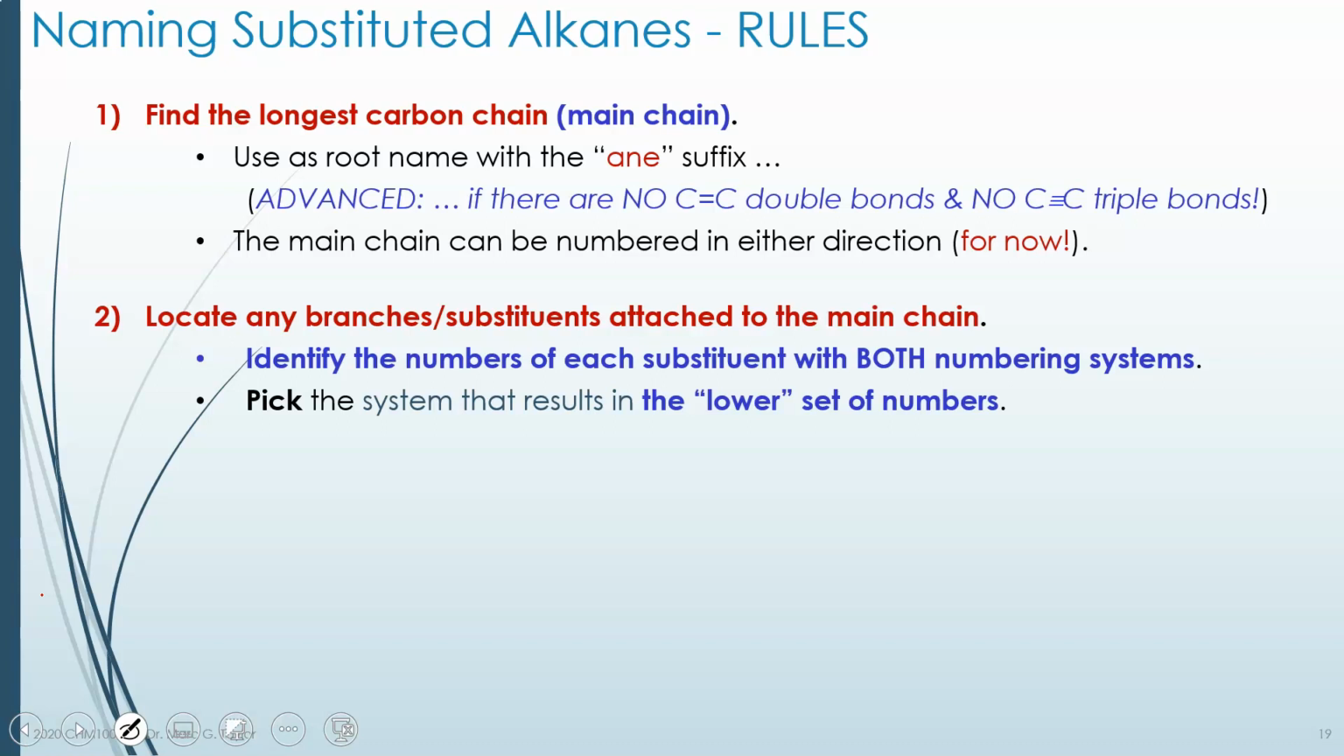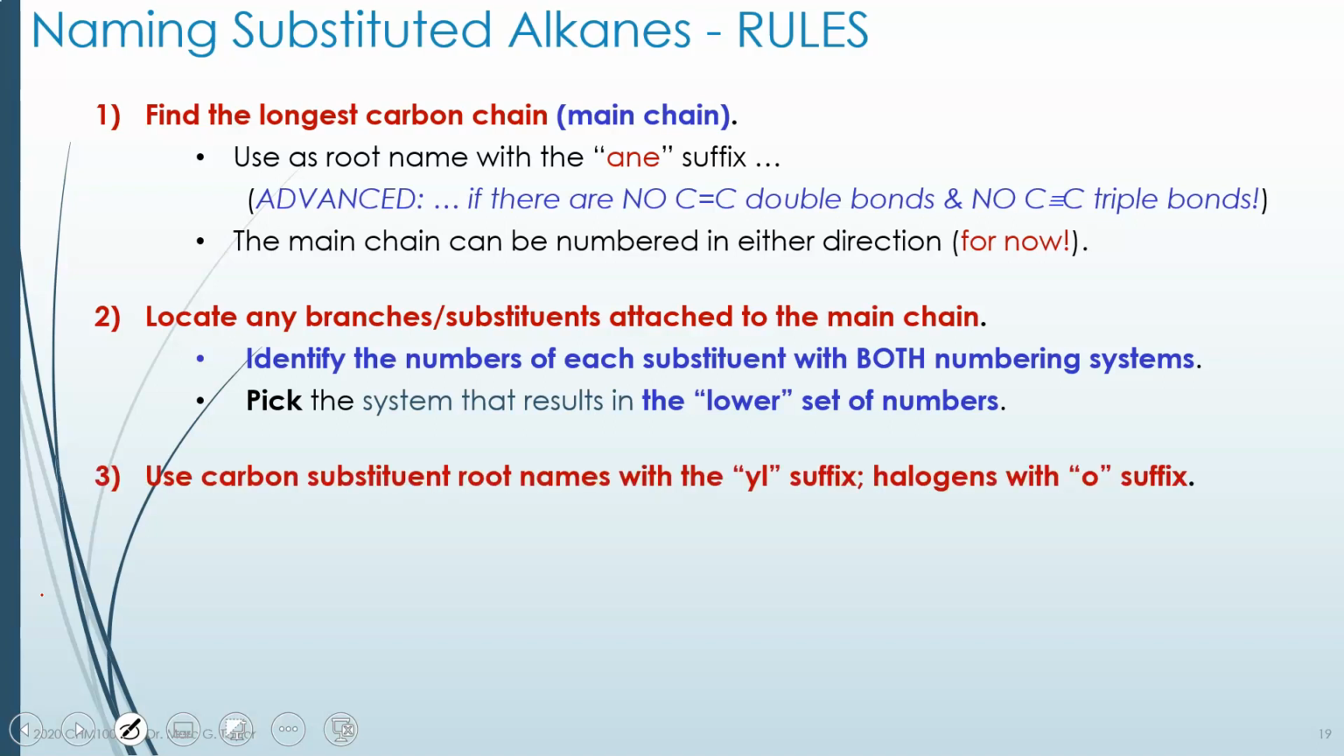So then you pick the set that has the lower set of numbers. Sometimes it's easy, and sometimes it's not so easy to decide that, but there's a really simple rule to figure that out once you know the numbers of where all the substituents are. Then, once you've figured that out, start naming your substituents. If it's a carbon substituent, it ends in -yl. Methyl, ethyl, propyl are all groups that are sticking out with 1, 2, or 3 carbons, respectively. If they're halogens, it would be fluoro, chloro, bromo, iodo. So you'd use that as the form of the name for your substituent.